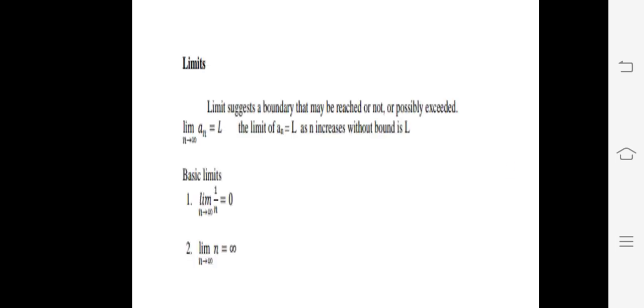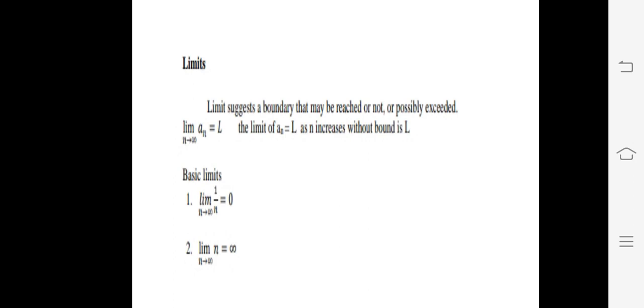I am Anna Imraman. For today's video, I will discuss limits. Limits suggest a boundary that may be reached or not, or possibly exceeded. The limit of a sub n is equal to L as n increases without bound.